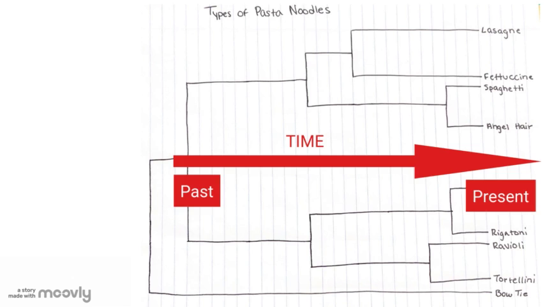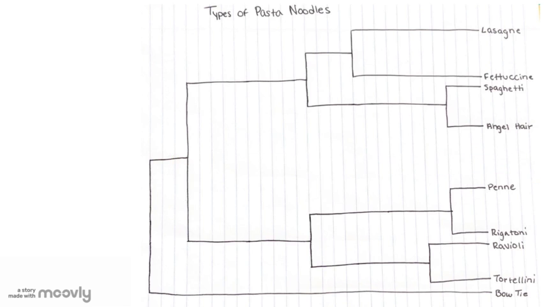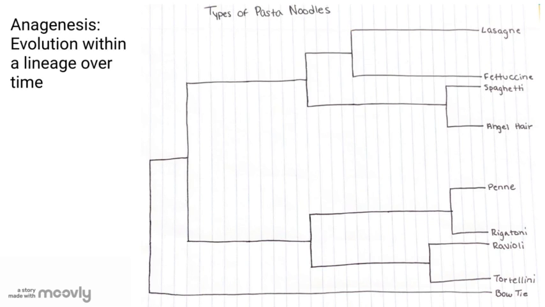Phylogenetic trees occur over time. For example, the lasagna noodle at the terminal node has evolved from the lasagna noodle earlier in the branch, which is an example of anagenesis, which is a term that means evolution that occurs within a lineage over time.